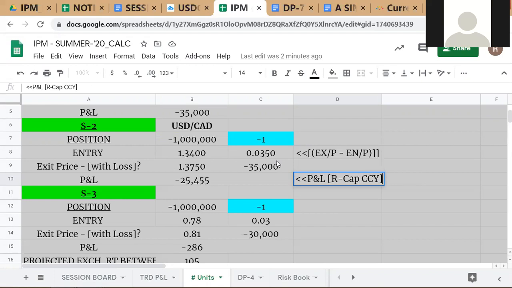P&L, R cap currency means risk capital currency. Now it's a little easier. So this is P&L in R cap currency. We can actually write it here. All right, so this is the P&L in R cap currency.